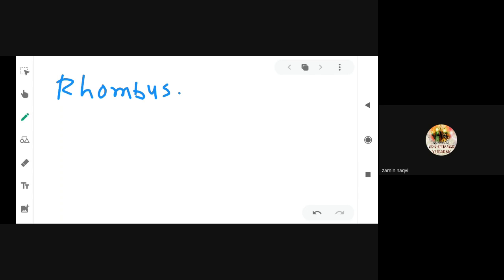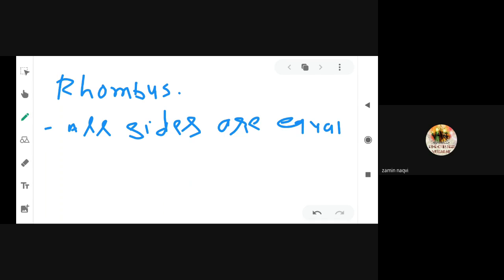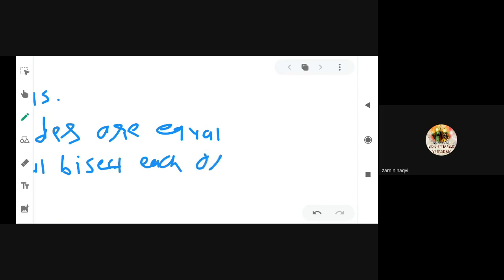Okay, now rhombus, we have to prove square as rhombus. For this we have to give some argument. Your first argument is all sides are equal in a square. And the another argument is diagonals bisect each other at perpendicular.